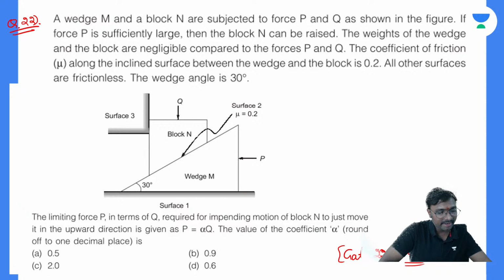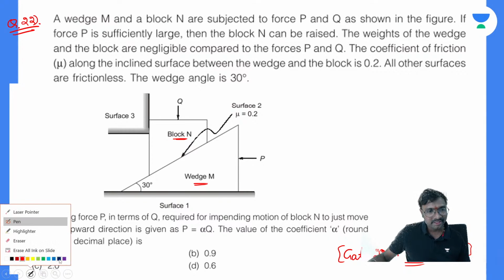Somebody solve it, or should I solve it directly? So this is block N and wedge M, both are there, and you are asked to identify something. You just find out what is asked in the question. Somebody solve this and tell me. Okay, I'll be solving it, because many questions are there and the time available is less. Don't worry. Meanwhile, you check it with your solution.